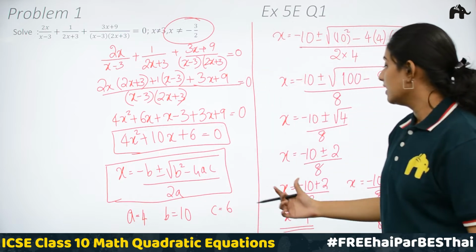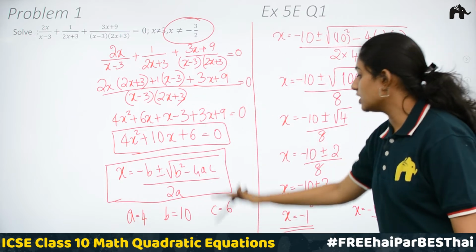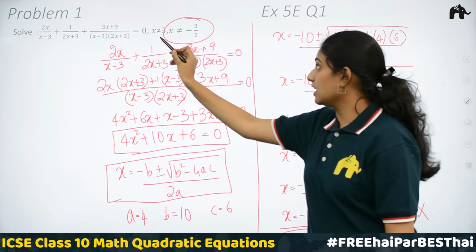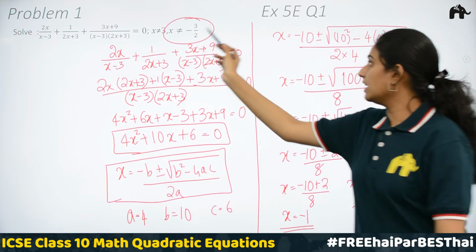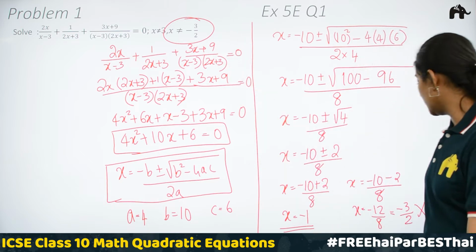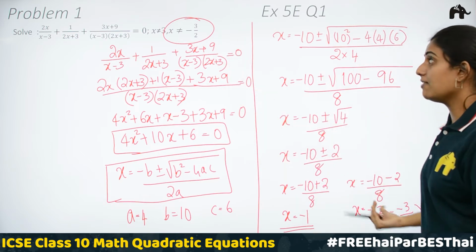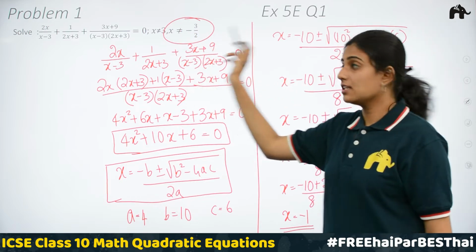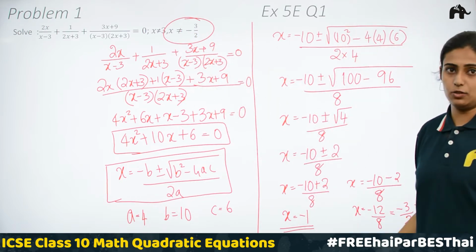Clear? Just after solving this, check the question if there are any conditions. Like here, the value of x cannot be 3 or minus 3 by 2. Okay. So, cancel any values from these conditions, and take the other value.